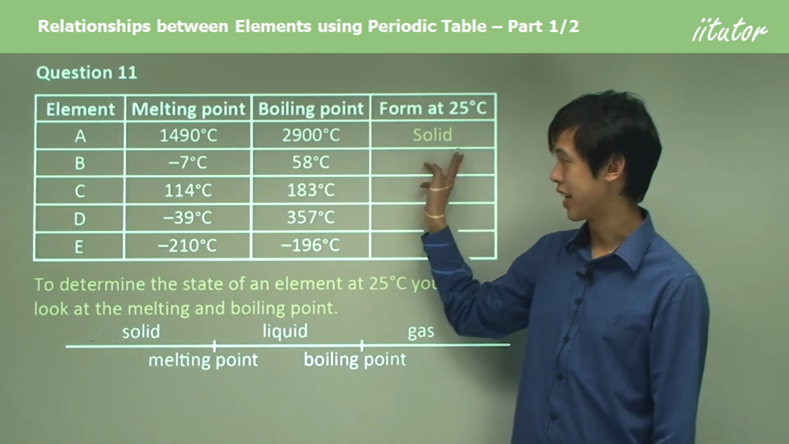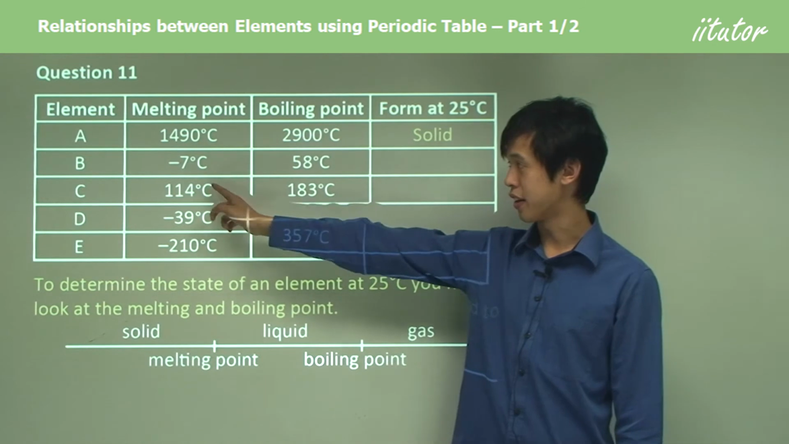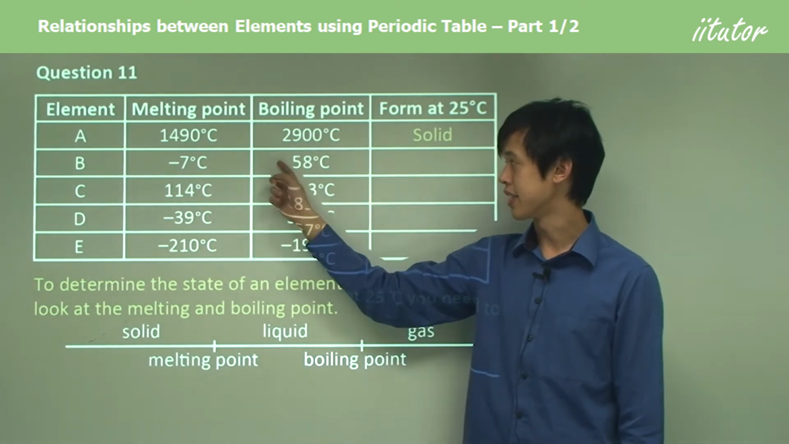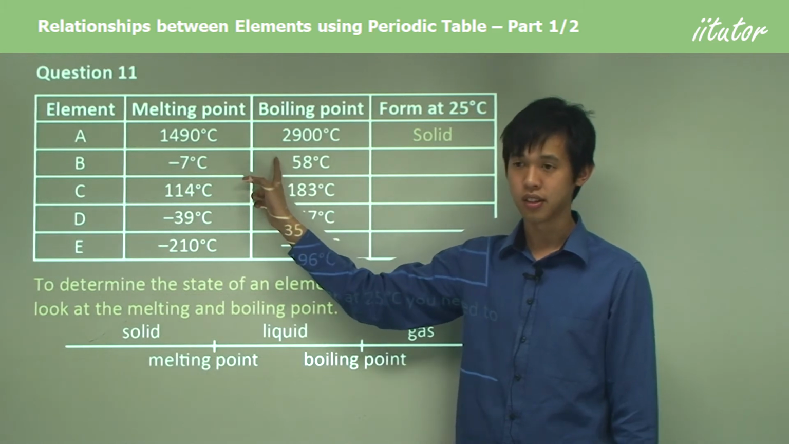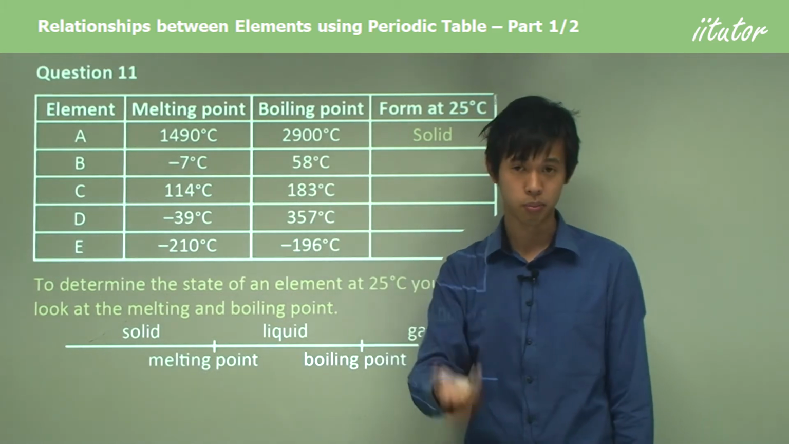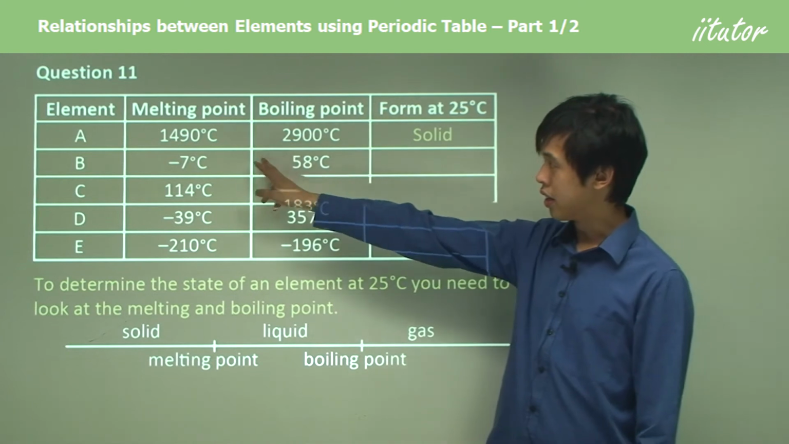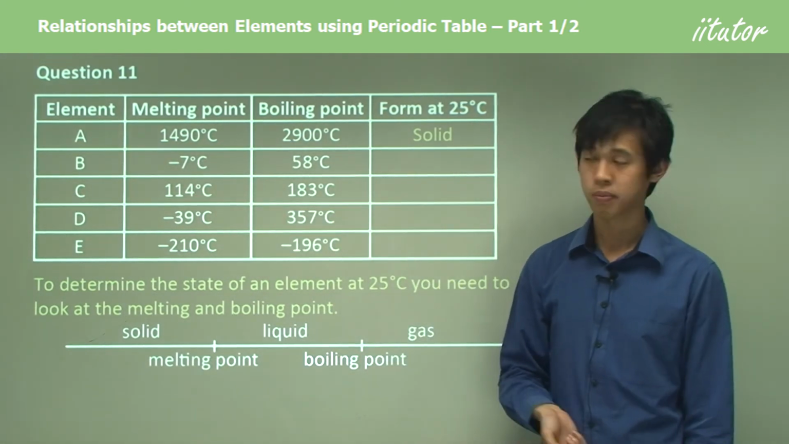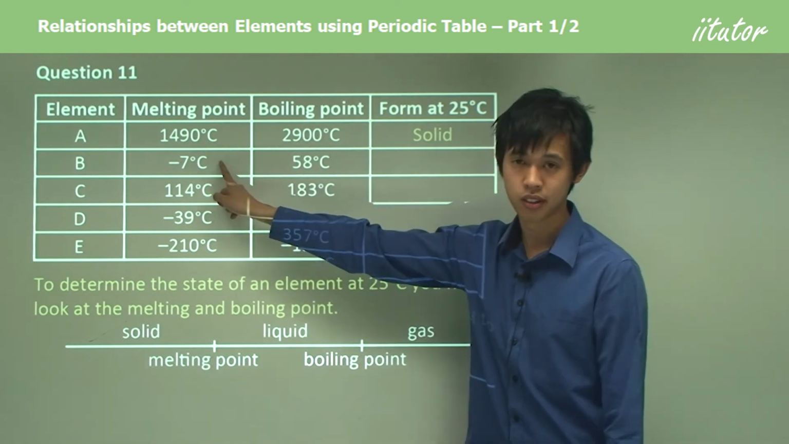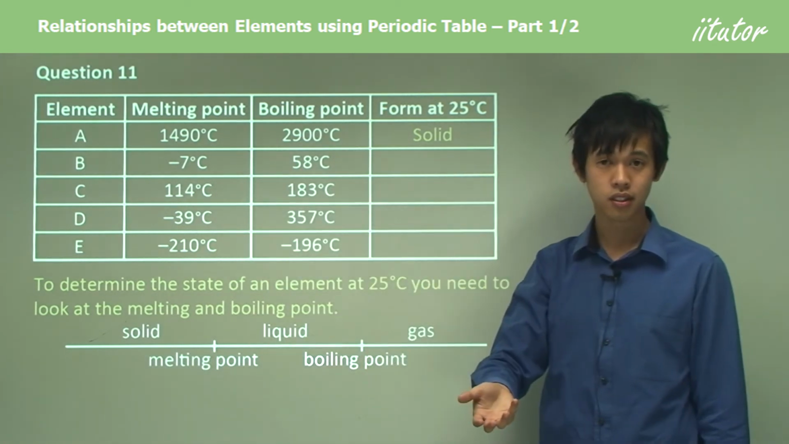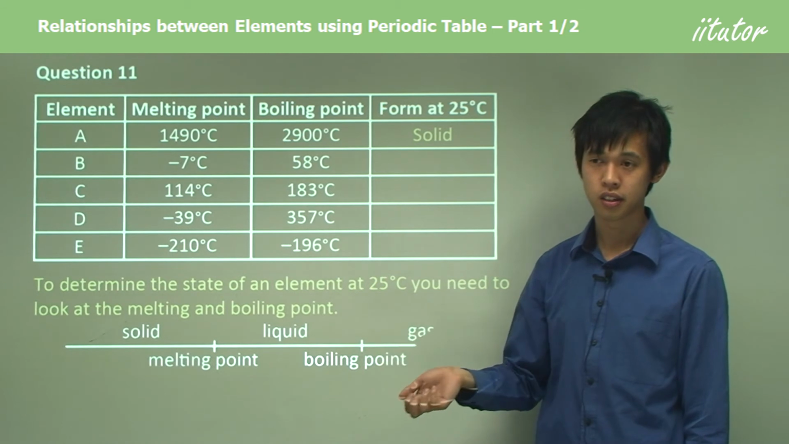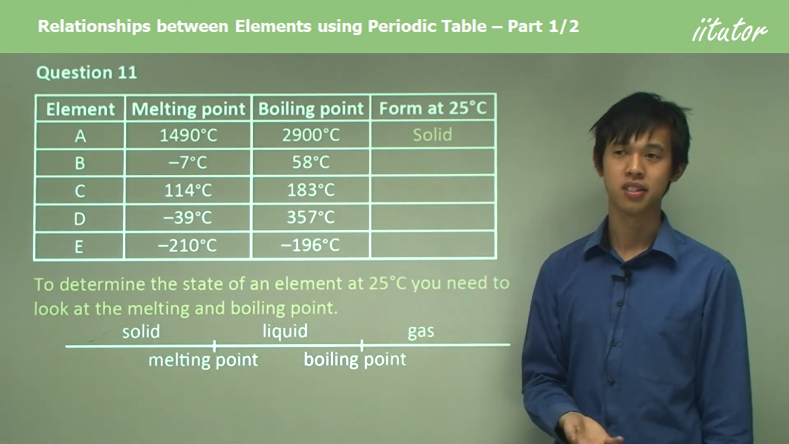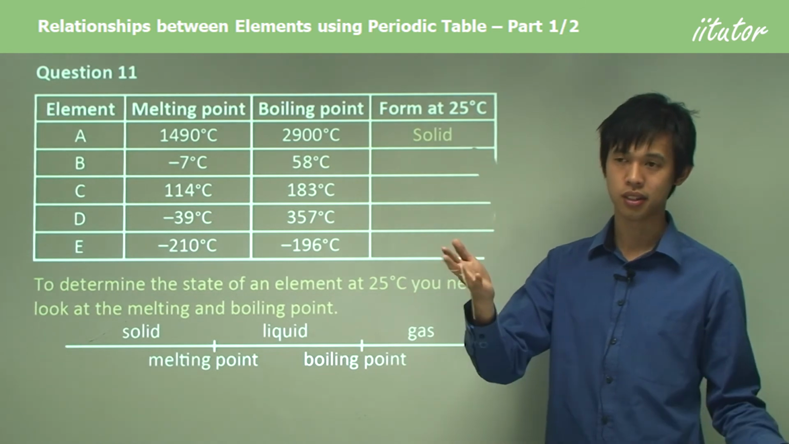Now, before I give you the answer here, just look at where does 25 sit in relation to these numbers? Well, 25 is less than 58. So it could be a liquid or it could be a solid, we don't know yet. But 25 degrees is definitely bigger than -7. So it sits between these two, which means that it's melted, but it hasn't boiled yet. So if it's melted and it hasn't boiled, it's a liquid, because that's what a liquid is. It's between gas and solid.